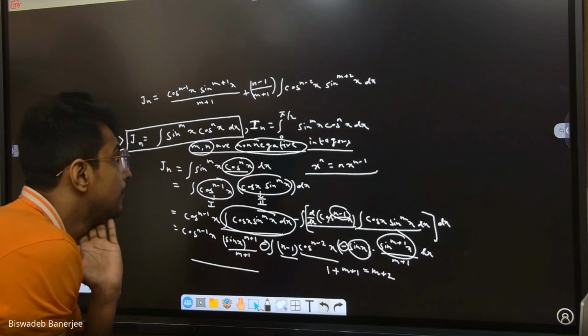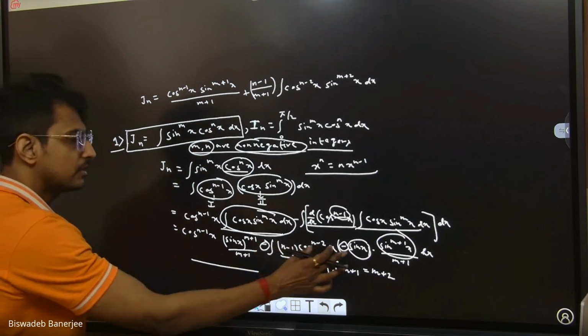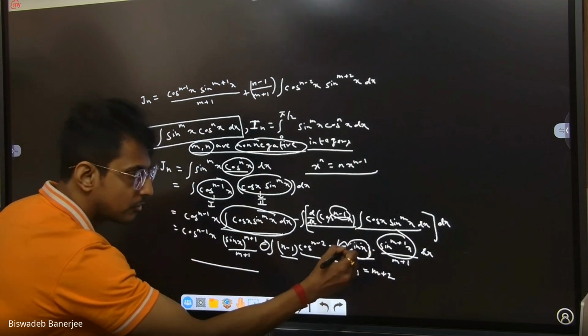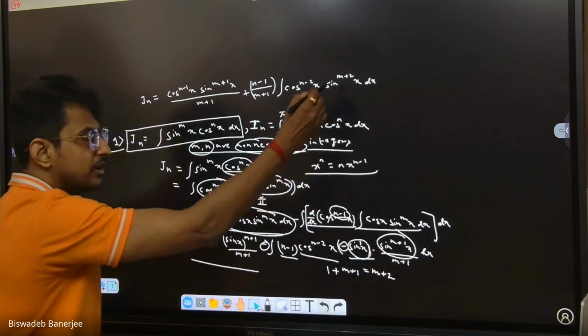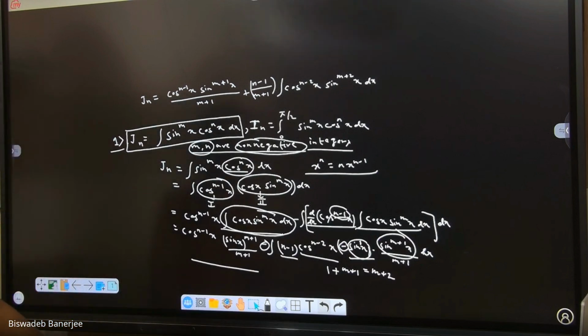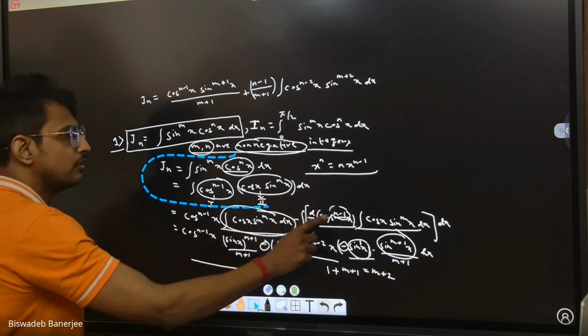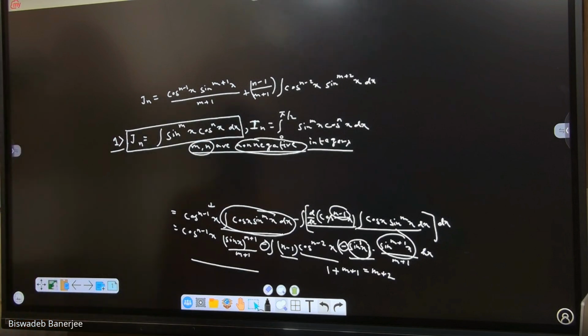See that? My power becomes this. Cos to the power n minus 2 x, then sin x multiplied with sin to the power m plus 1. Here my power is 1, and here my power is m plus 1, m plus 1 plus 1 giving you m plus 2. Okay, done? So this is my formula of Jn. Just pause the video and write this down. So my Jn, after simplification, becomes in this form.